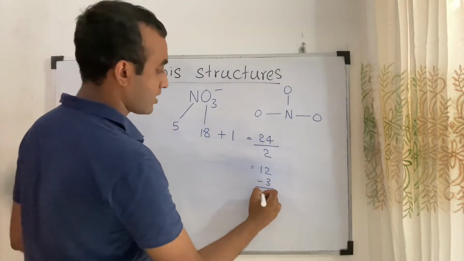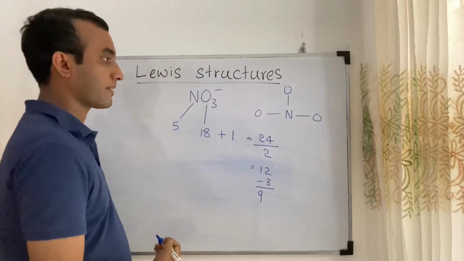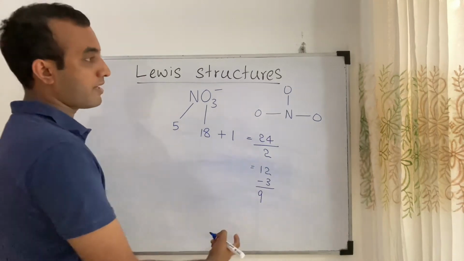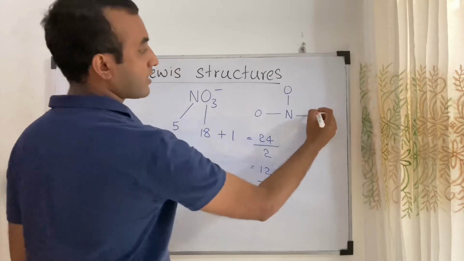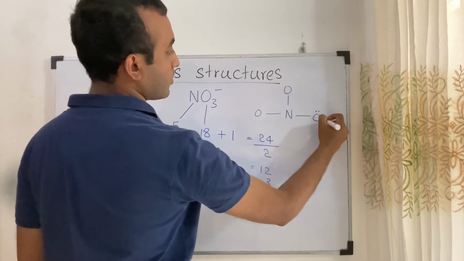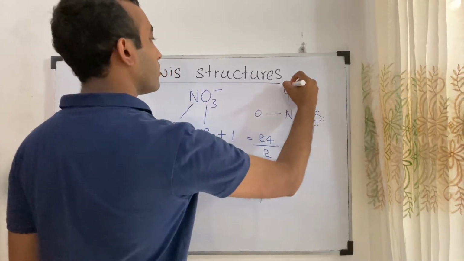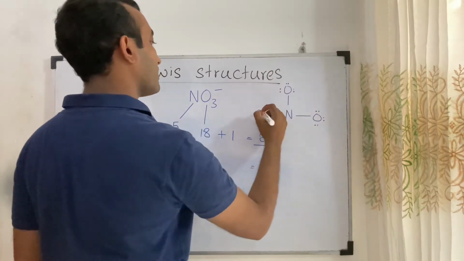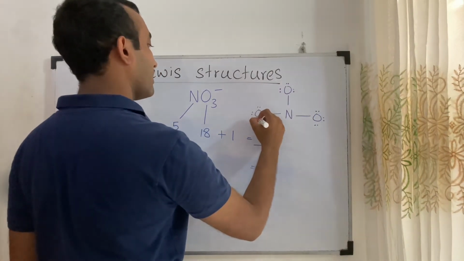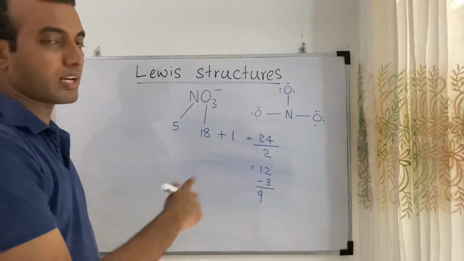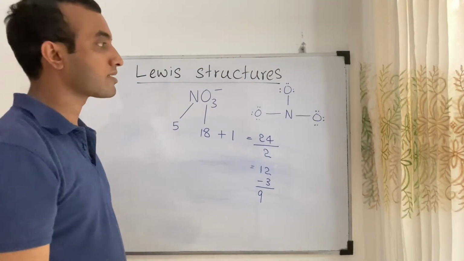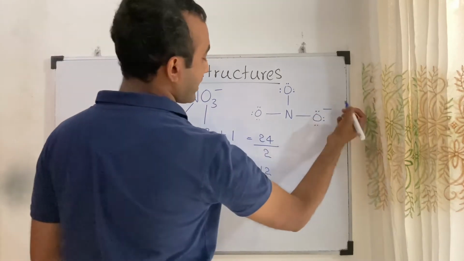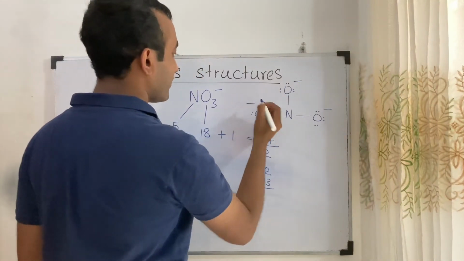Then we have 9 pairs remaining. So we have to distribute these 9 pairs starting from the terminal atoms, completing the octet. 1, 2, 3, 4, 5, 6, 7, 8, 9. So all 9 are distributed, and the next step is to find the charges on each atom. Here we have minus, here we have minus, and here we have minus.